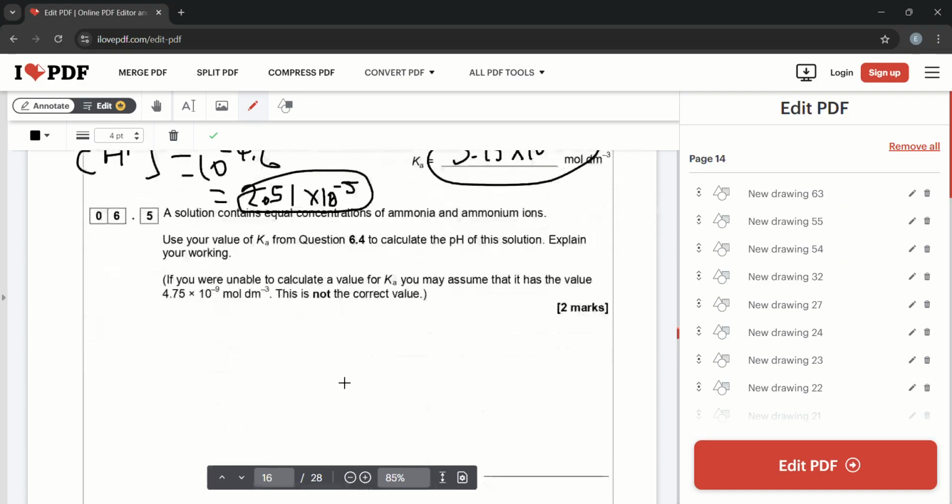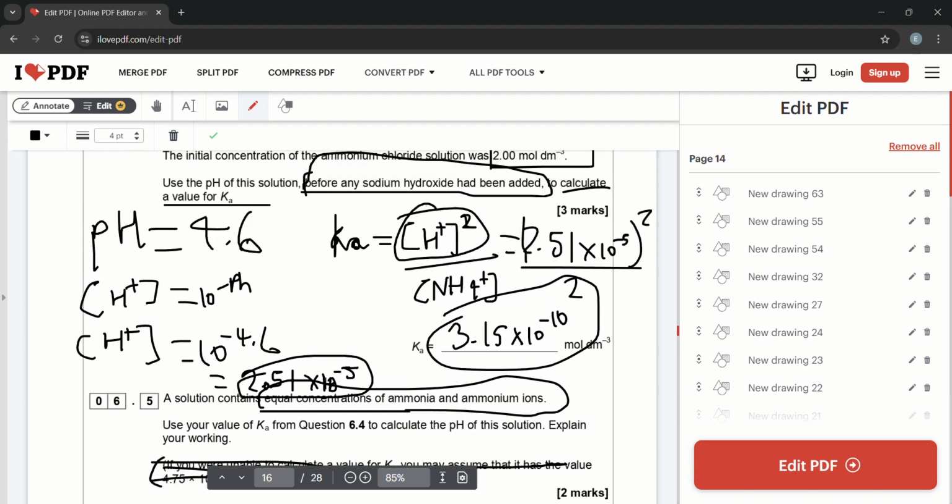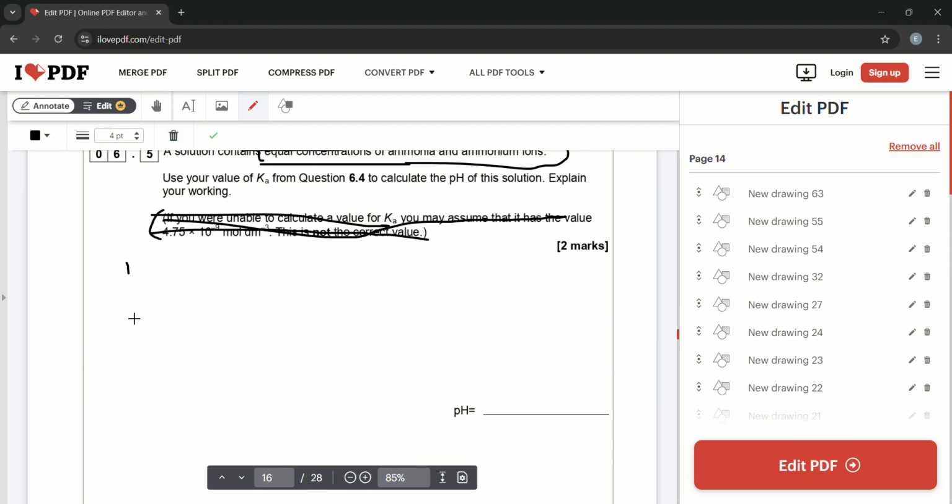Then 6.5: a solution contains equal concentrations of ammonia and ammonium ions. That's very key. Use your value of Ka to calculate the pH of the solution. This is for if you were unable to calculate the value of Ka, but we did calculate it, so we don't need that. Ka is H plus squared divided by NH4 plus. So let's write down the original equation.